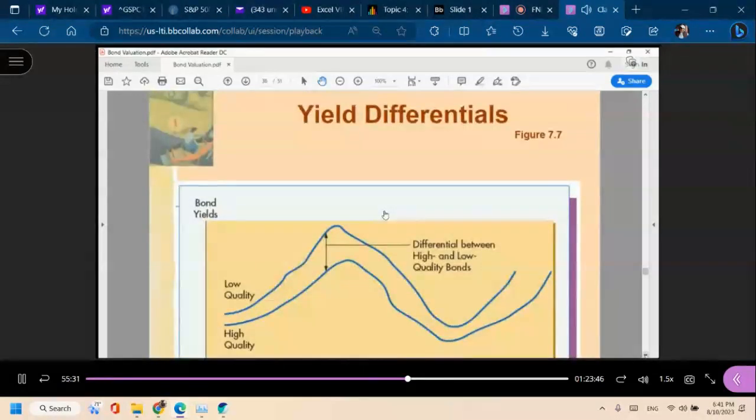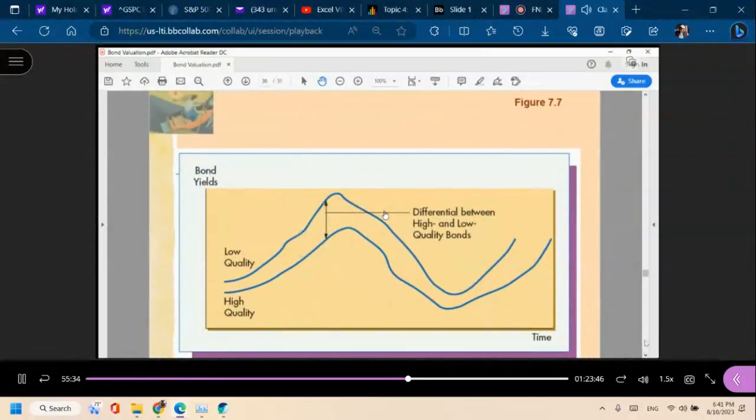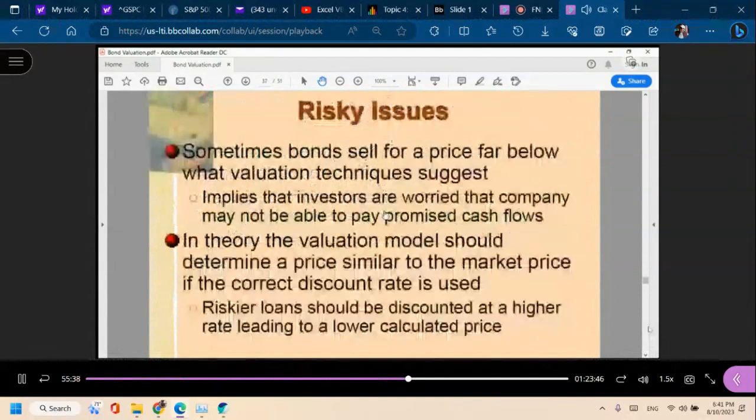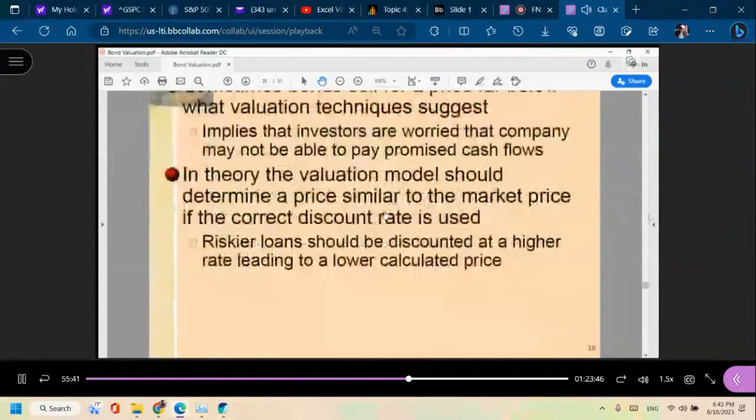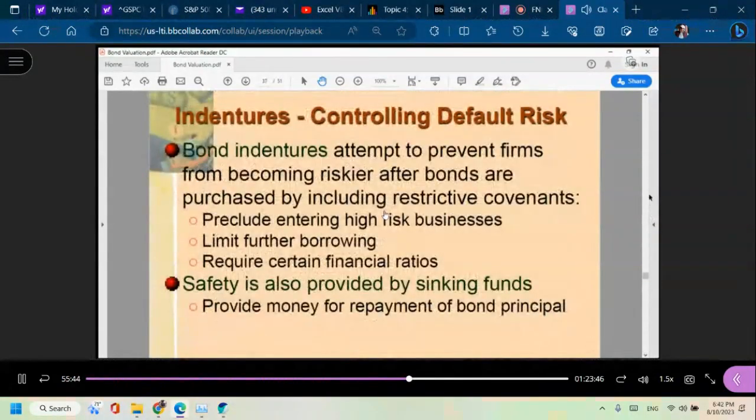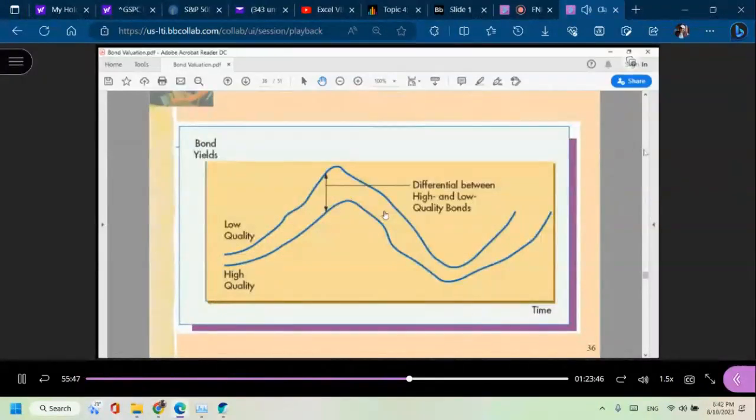Now that brings us to the yield curve differentials. We already know what the yield curve is. We discussed it in the first topic. But the yield differential between high quality and low quality bonds is relatively steady.